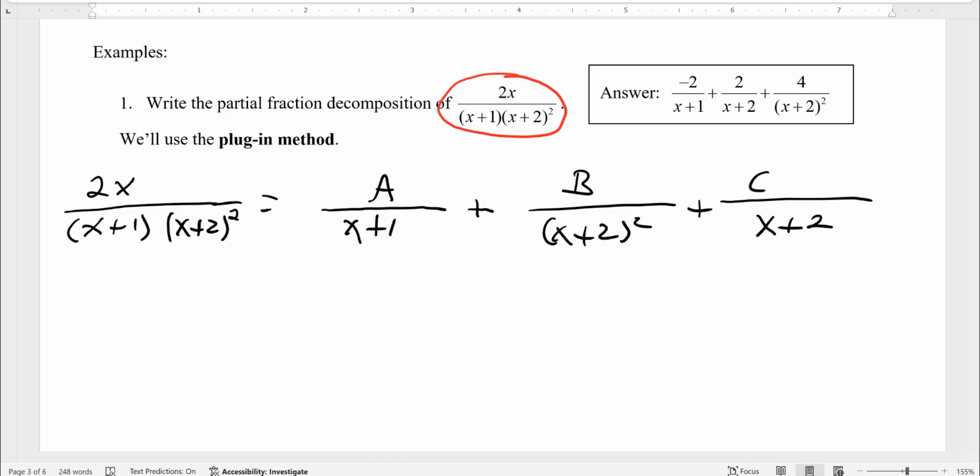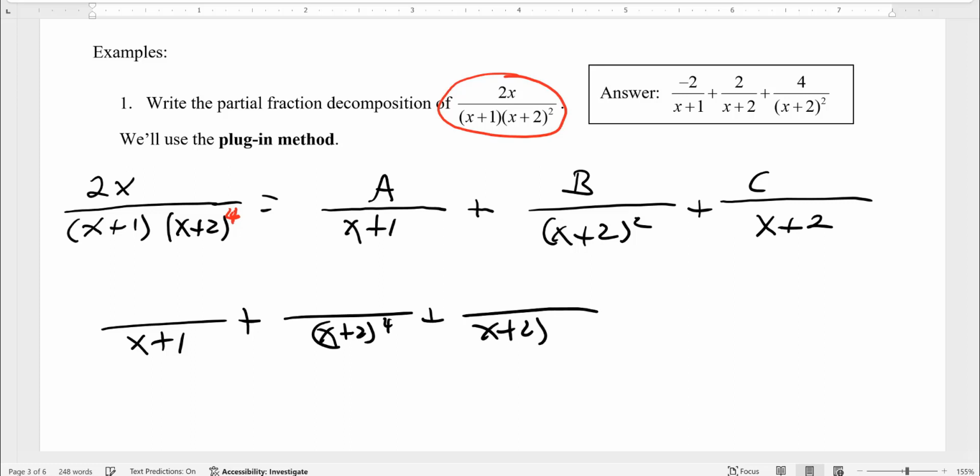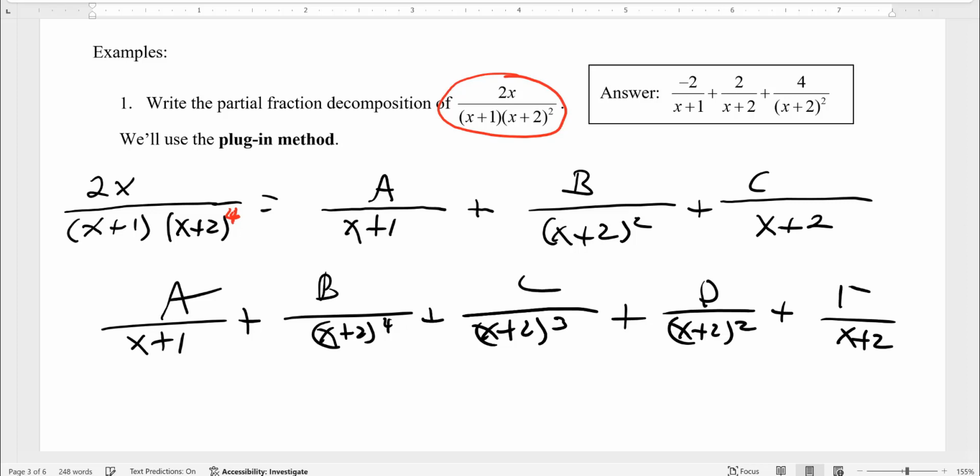Now, before we continue with this particular example, let me just give you an alternate example. Suppose that we had a 4 here. If we had a 4, we would put the following. We would have an x plus 1 fraction, and then we would have the x plus 2 to the 4th, followed by an x plus 2 to the 3rd, followed by an x plus 2 squared, and followed by an x plus 2 without a power on it. And these would be A, B, C, D, and E.